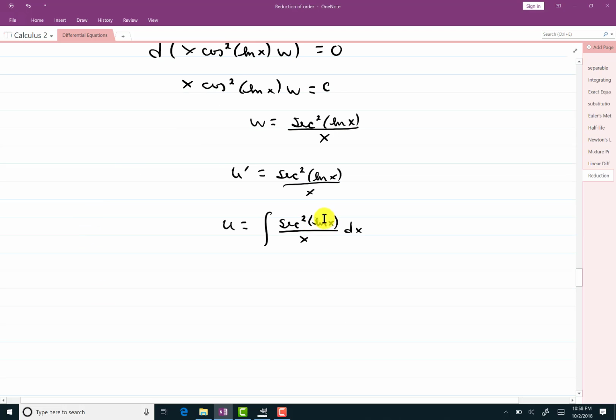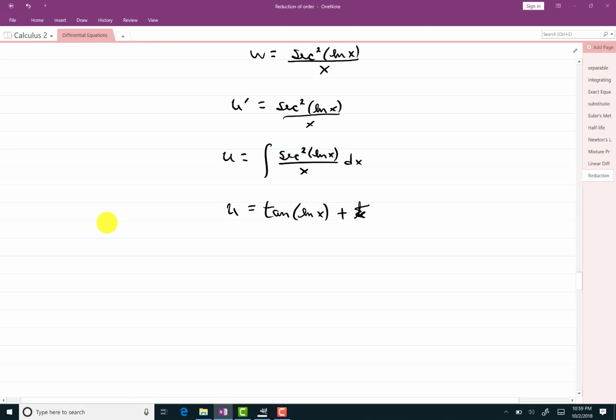If you think of v as being ln of x, then 1 over x dx is the dv portion of it. The antiderivative of secant squared is tangent. So this equals tangent of ln of x plus another constant. I'll call it k. It really doesn't matter. We can drop it off. I'm mentioning it because normally you would have it there.